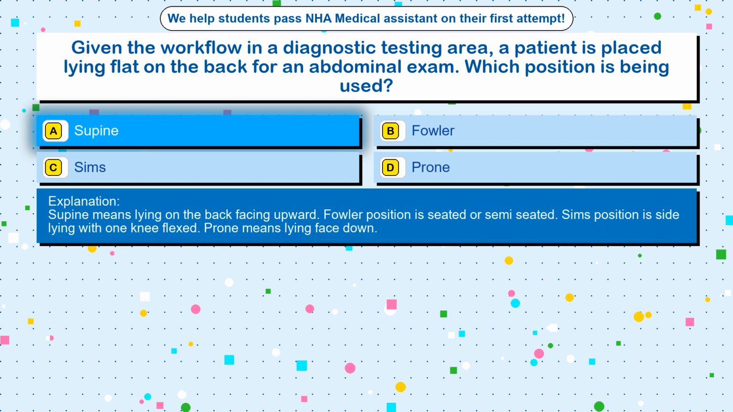Supine means lying on the back facing upward. Fowler position is seated or semi-seated. Sims position is side-lying with one knee flexed. Prone means lying face down.